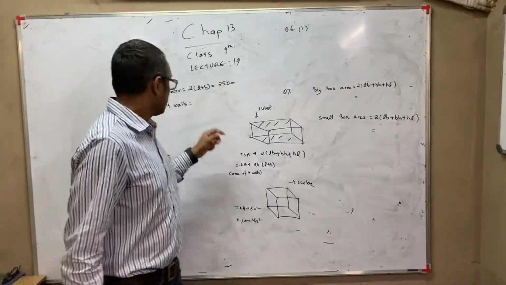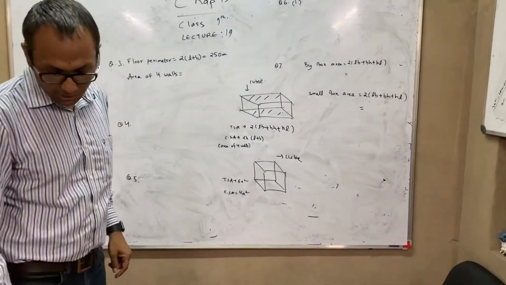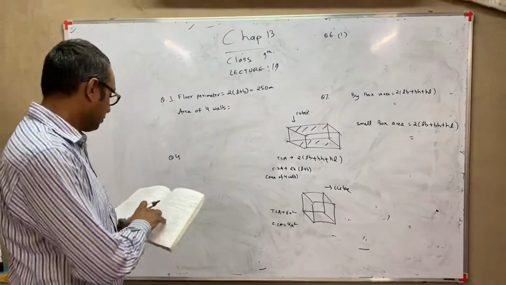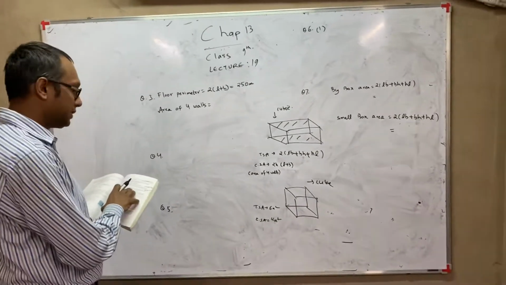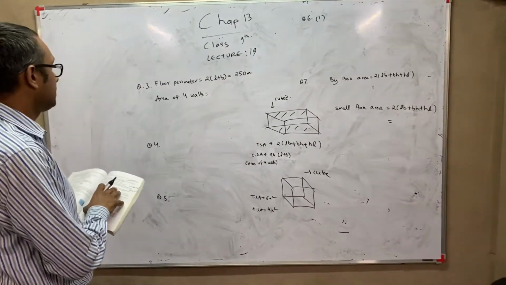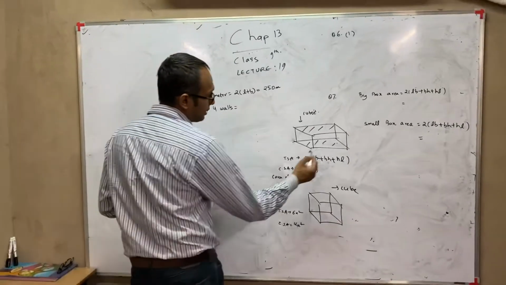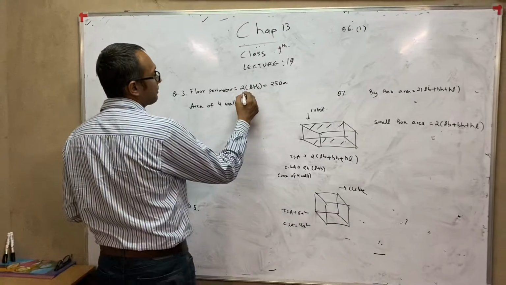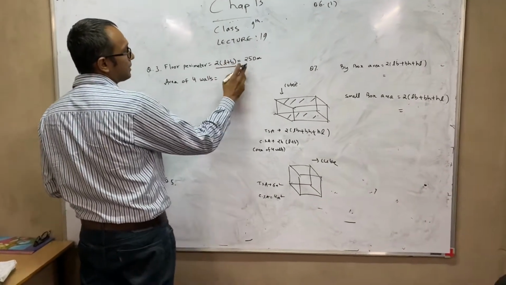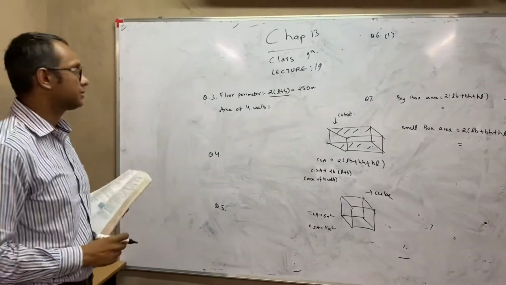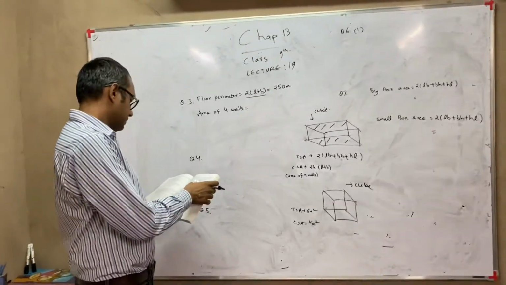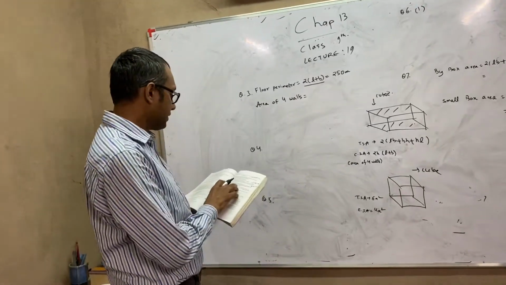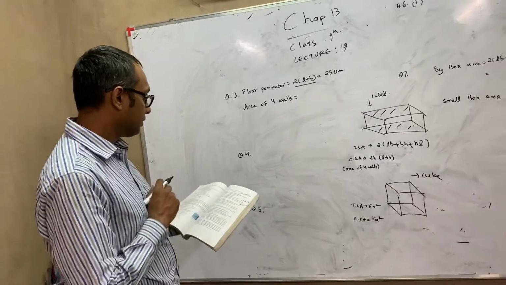Okay. So now we have done question number 1, 2 and 8. So we will see question number 3 first. The floor of a rectangular hall has a perimeter of 250 meters. Now the floor has 2 lengths and 2 breadths. So this floor perimeter, that means 2 bracket L plus B is equal to 250. This is given to us. And it says if the cost of painting the 4 walls at the rate of rupees 10 is rupees 15,000, find the height of the hall.